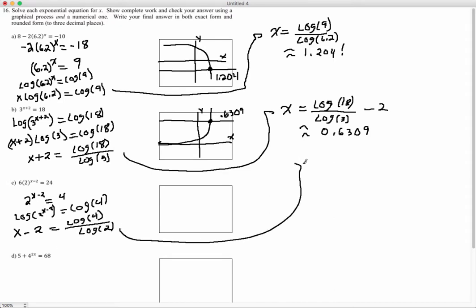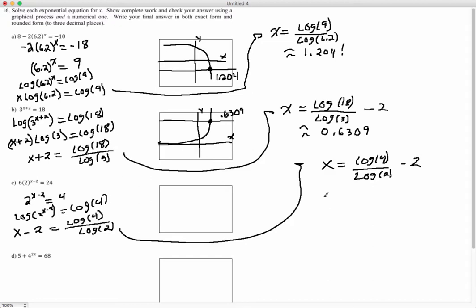Let's finish it up over here, and that gets me what? x is equal to log of 4 divided by log of 2 minus 2. Okay, all right, now interesting thing here is we actually could have done this a different way.